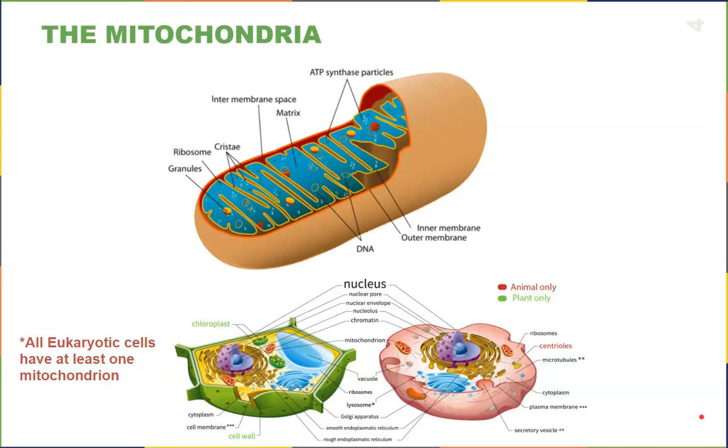So yes, plants have mitochondria. They need it in order to create ATP. Without it, they wouldn't be able to survive.